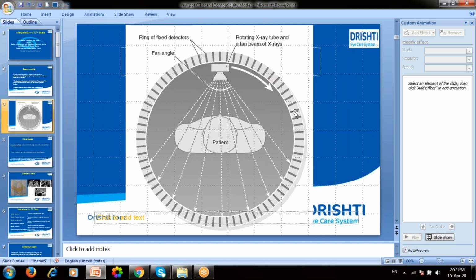Again, I'm not able to understand your voice. There is so much echo. Okay, sir. What is the difference between the CT and MRI for clinical evaluation? Yes, yes, sir.